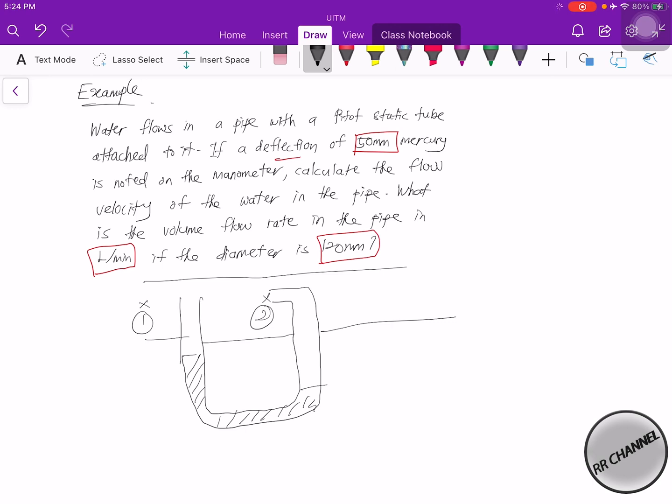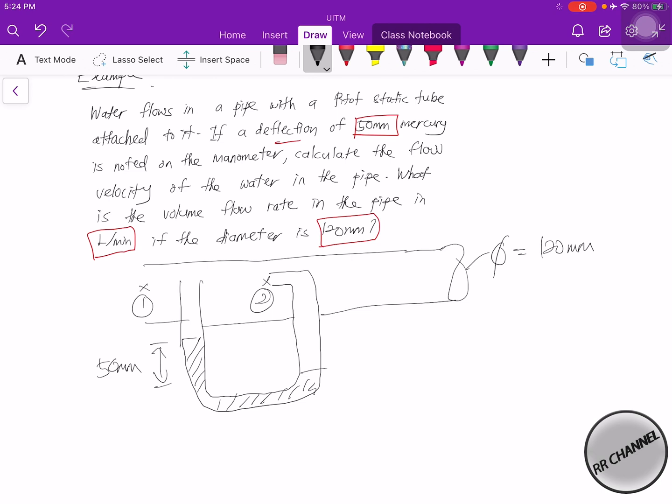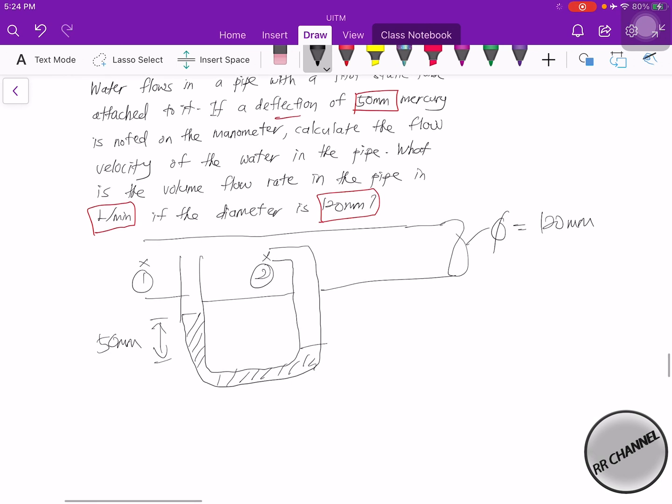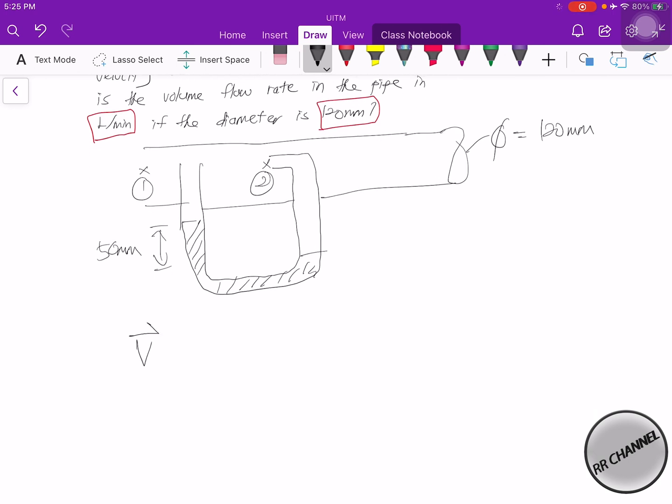And the diameter is 120 mm. So this is the diameter of the pipe. In order to solve this problem, we can use the previous derivation and come up with the formula for the velocity when we use the pitot static tube and also the manometer. So from the previous formula, we get V equal to the square root of 2gh (rho_m over rho minus 1).